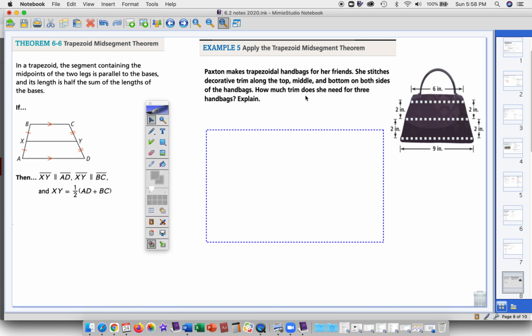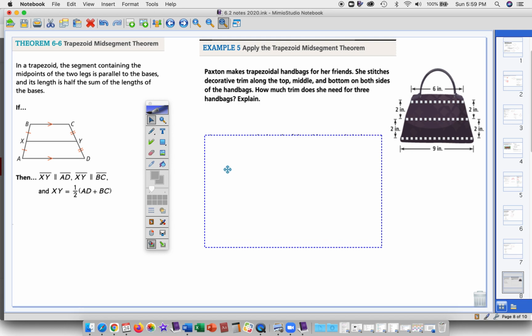So in this example, we have a handbag, and she stitches decorative trim along the top, the middle, and bottom on both sides of the bag. So how much trim does she need for 3 handbags? Go ahead and give this a try. Pause the video and come back when you're done.